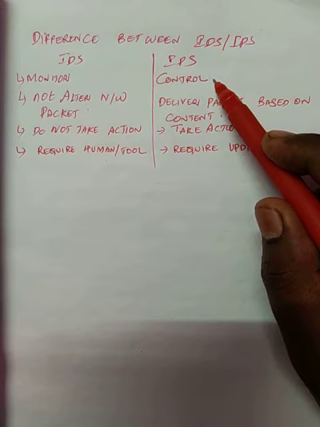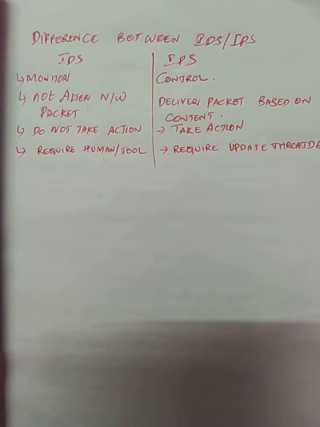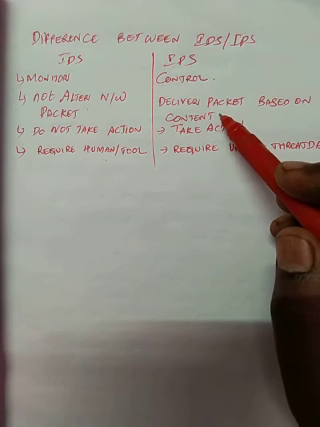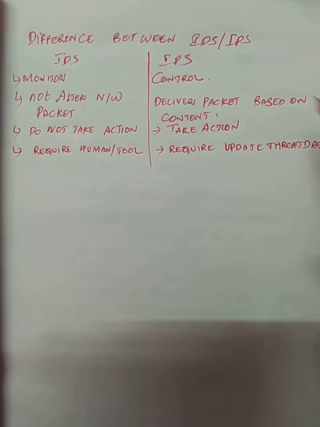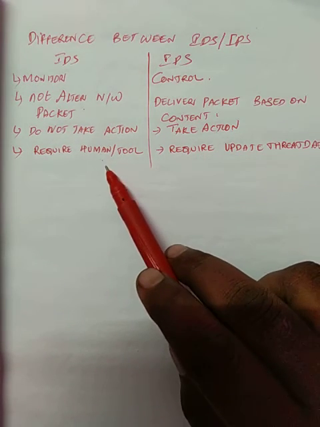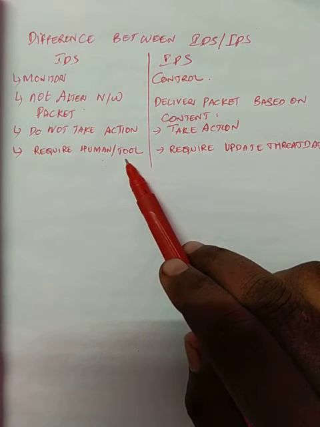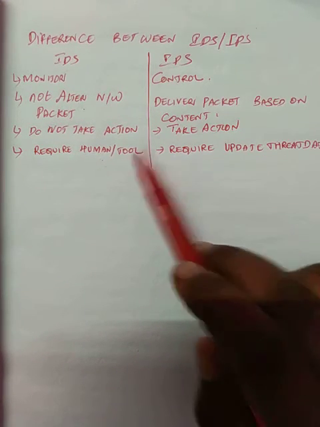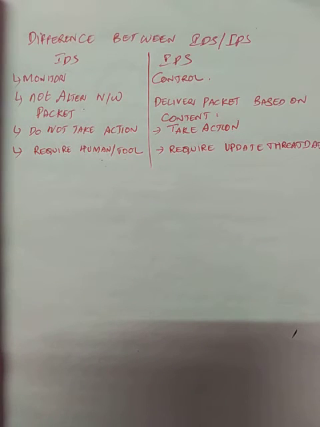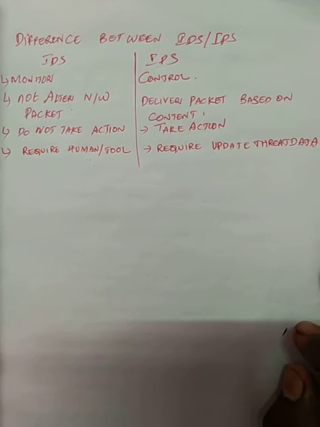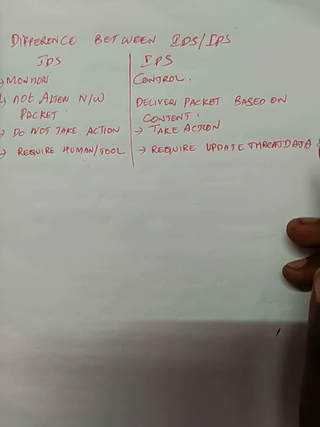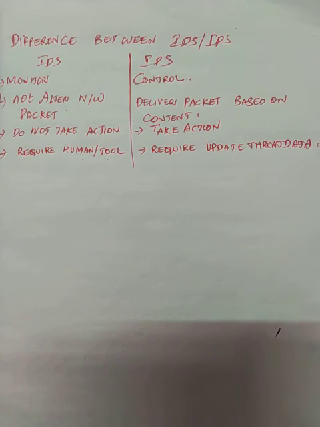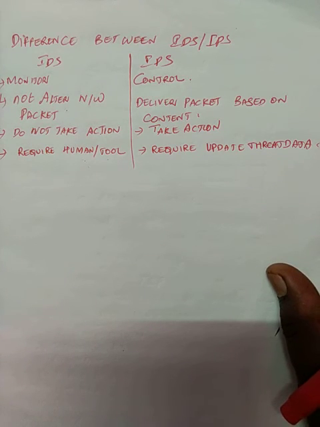automatically responds, and for that it is said to be a control system, and it will deliver packets based upon content. If it is malicious, it won't allow it. Okay, and this will take action immediately if any malicious packet arrives. In IDS we need a human or a tool to destroy such malicious activity. But here, if new threats are coming, it will automatically ask to update the threat data. Okay, that is what we want to do. Otherwise it is a best system.